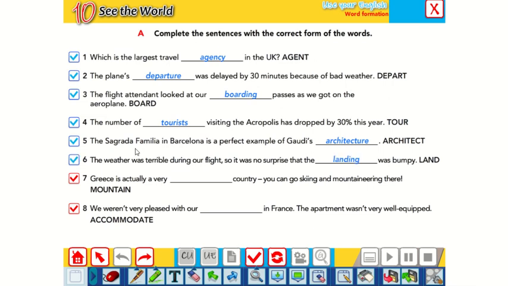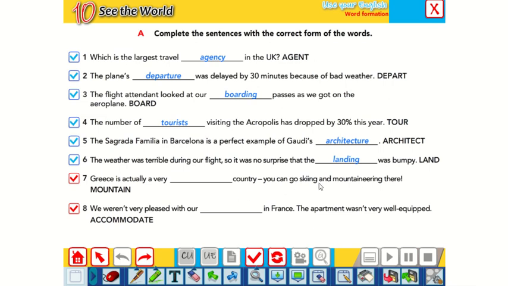Greece is actually a very space country. Here we have country, it's a noun. Here we have very, which is an adverb. So what do we have to put between an adverb and a noun? Of course, it's an adjective, right? So here we have to put an adjective.